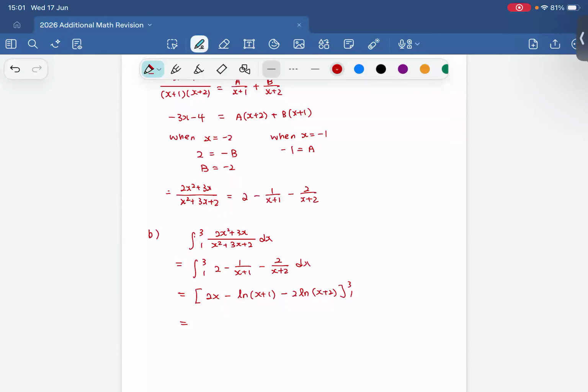When you do this kind of question, don't try to press the whole thing into your calculator. Try to write out things like that. Put the 3 inside first. You get 6 minus ln 4, put the 3 inside, minus 2 ln 5. Press this kind of thing, it's a lot easier. Then you put the 1 inside. Press this kind of thing. Don't just press the whole thing into your calculator. It's very likely that you're going to make a mistake. You get 2.29.